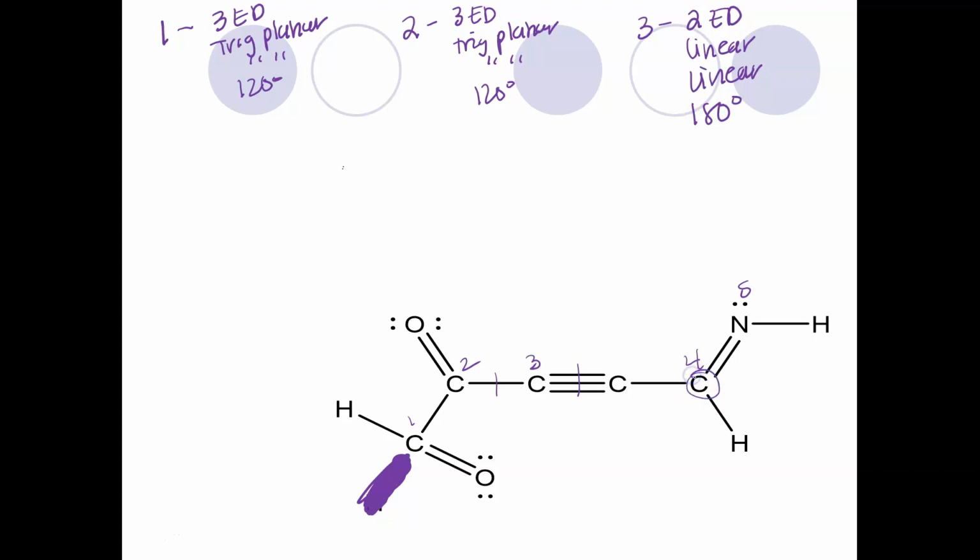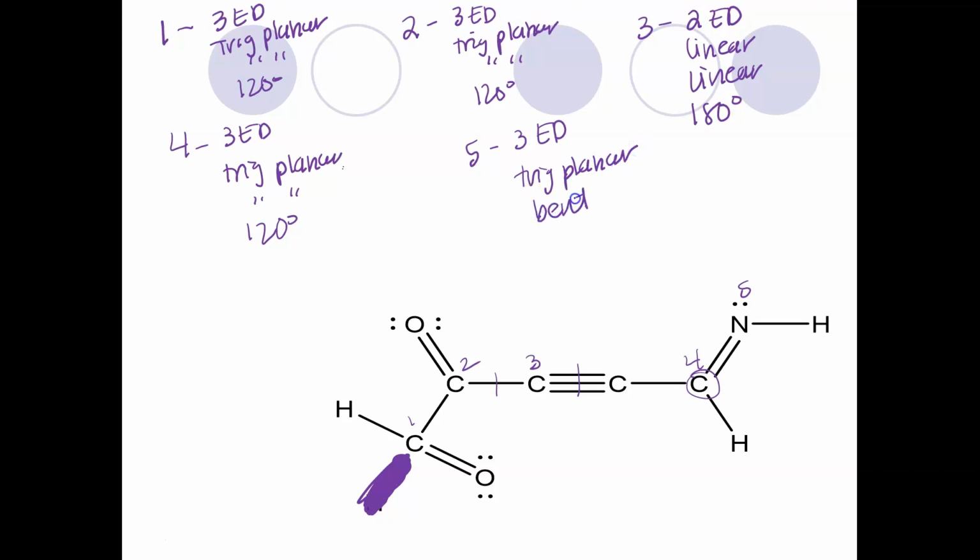Carbon number 4 has 3 electron domains. It's trigonal planar for both the molecular shape and the electron domain geometry, and 120 degree bond angle. I don't know where that line came from. Nope. There. And then atom number 5, the nitrogen, has 3 electron domains. It's trigonal planar electron domain geometry, but it is bent molecular shape. It has 2 bonding, 1 non-bonding electron domain, and its bond angle is less than 120 degrees.